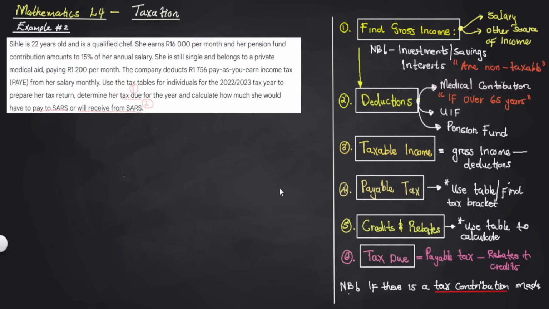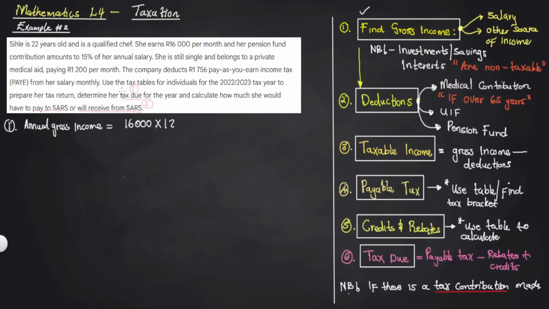Okay, now we're going to start with step number 1. Number 1, find the gross income. So we're going to calculate the annual gross income. Gross income is equal to, so she earns 16,000 rand. We multiply that by 12.